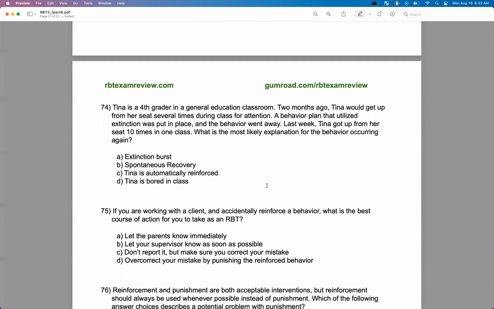74, Tina is a fourth grader in a general education classroom. 2 months ago, Tina would get up from her seat several times during class for attention. A behavior plan that utilized extinction was put in place and the behavior went away. Last week, Tina got up from her seat 10 times in one class. What is the most likely explanation for the behavior occurring again?